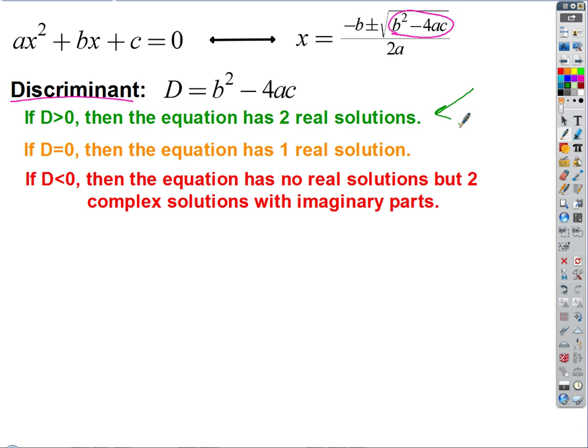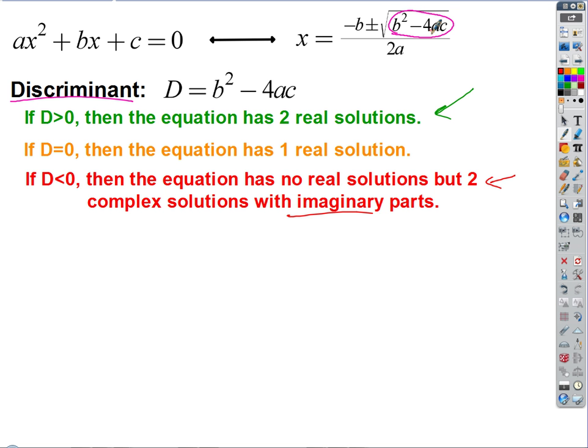What if the discriminant is negative? Am I going to get i's? Yes. If it's less than 0, then I know I'm going to get complex numbers. I'm going to get two of them, one for the plus and one for the minus. I'm going to get no real solutions. Instead, I'm going to get two complex solutions that have i's in them, right? Imaginary parts.